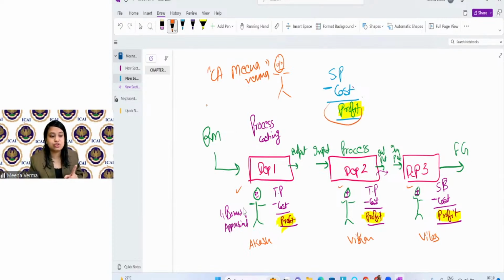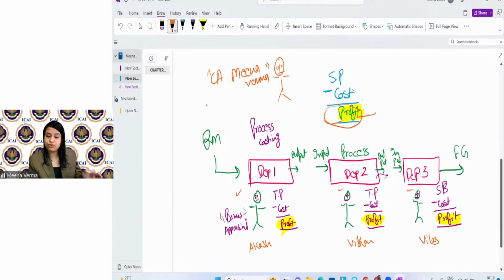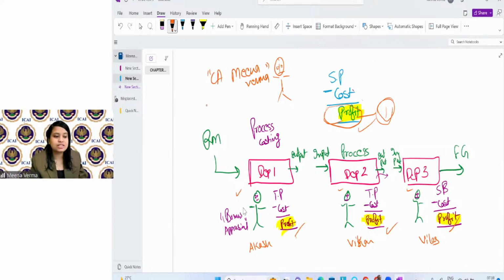First preference you should give here. Sometimes these managers have to sacrifice their own profitability for the profitability of the entire organization. So you have to check. We will encourage them that your first preference should be the profitability of the entire organization. Then the second preference should be the profitability of your respective department. And this is known as what? Goal congruence.